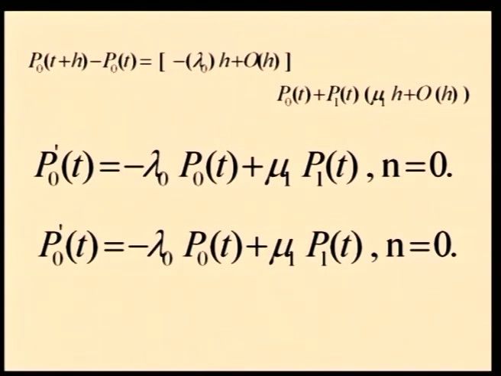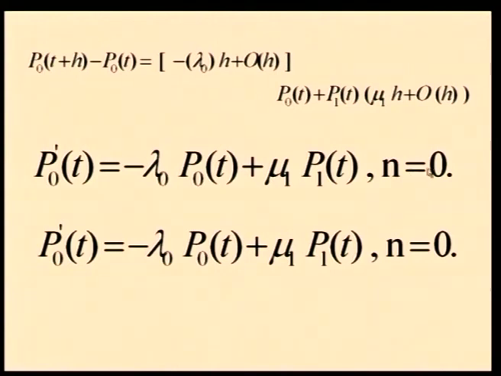Then on the left hand side we have p naught dash of t, that is what is written here, or dp naught t by dt, which is equal to minus lambda naught p naught of t plus mu 1 times p1 of t. So, this is valid when n equal to 0.